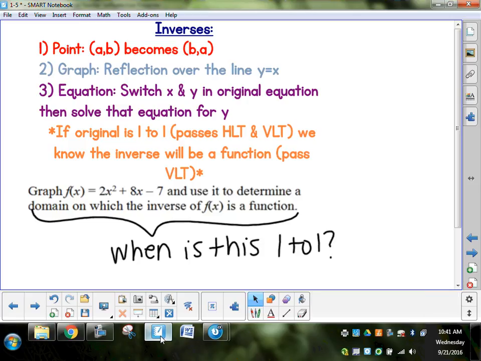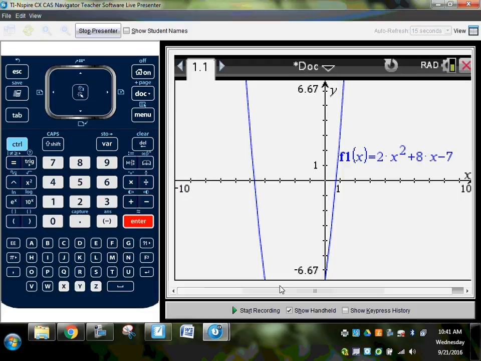When is this going to be one-to-one? What do I have to do to my domain to make this be one-to-one? Is it one-to-one currently? You're looking at the picture of it right now. No. Now I'm going to say this, and this was kind of funny, because again, we get stuck with all of these zooms on it. We need to find where the vertex is. The vertex is someplace way down here.